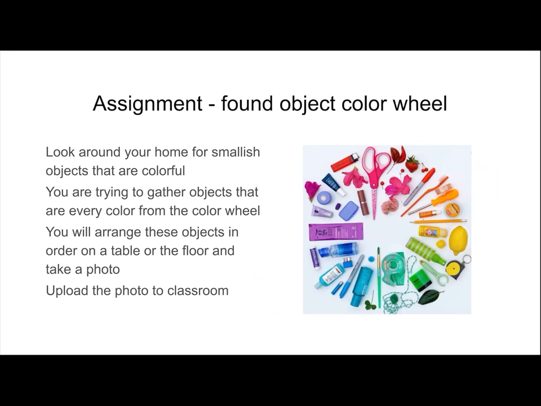Today we are going to be making our first color wheel by finding random objects around our home that are colorful. They don't have to be a single color, but they should be primarily one color or another. So you're going to go on a bit of a scavenger hunt to look around your house for some objects that are fairly smallish, because you're going to gather them in a group, in a circle. You're going to then arrange them on the table or on the floor in the order of the color wheel. You're going to take a photo of that arrangement and upload that photograph to Google Classroom.